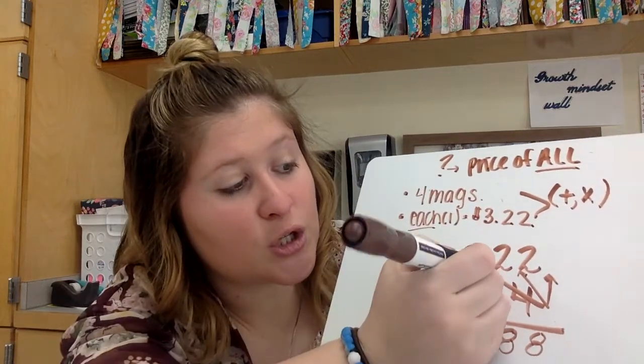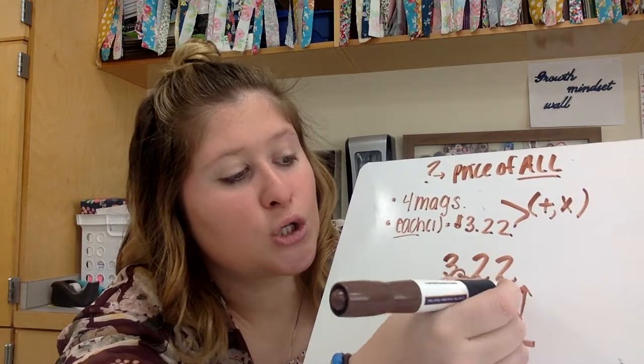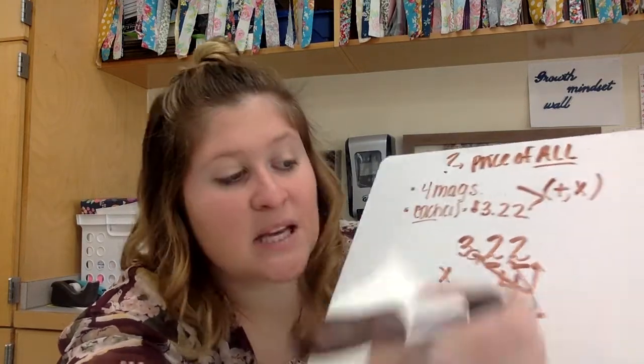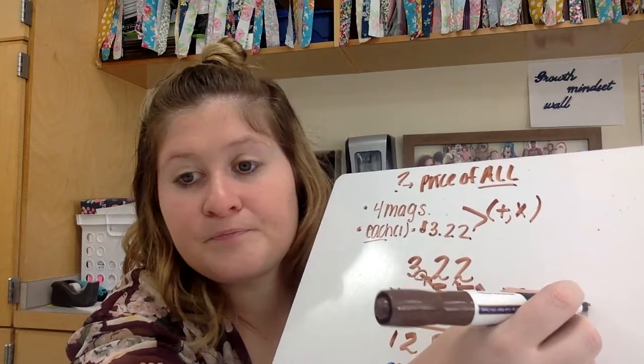So if I look, I'm going to circle my decimal. Behind that is 1 number, 2 numbers. So I need to put my decimal back in 2 places. So off to the side, I'm going to write 2 places.